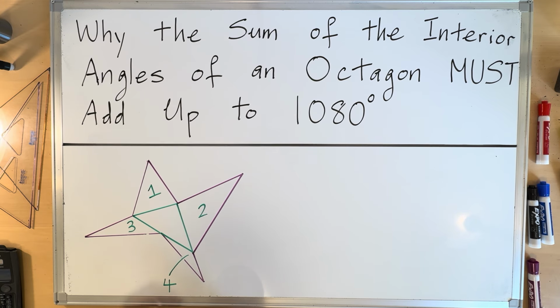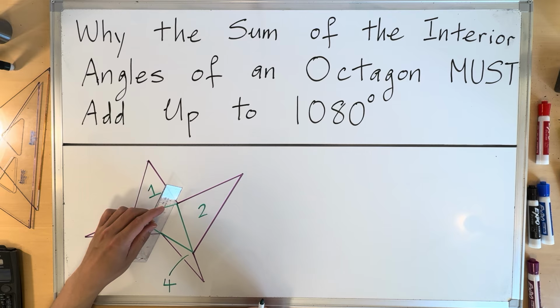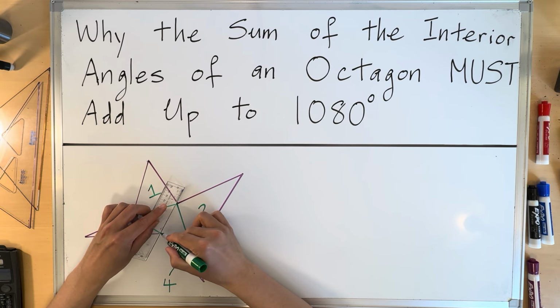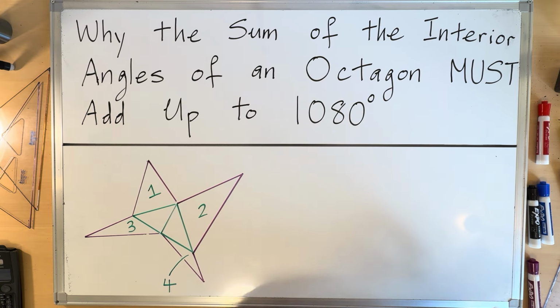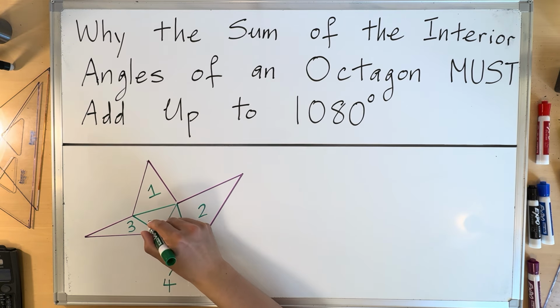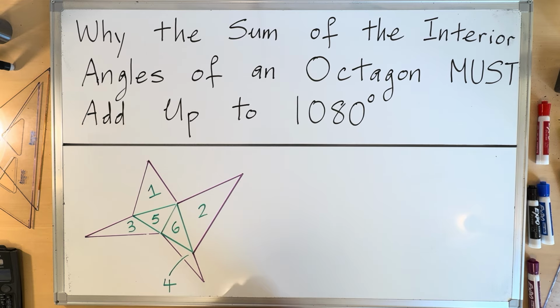And now watch the following carefully. If I draw a line right here, we will have a 5th triangle right here, and last but not least, a 6th triangle right here.